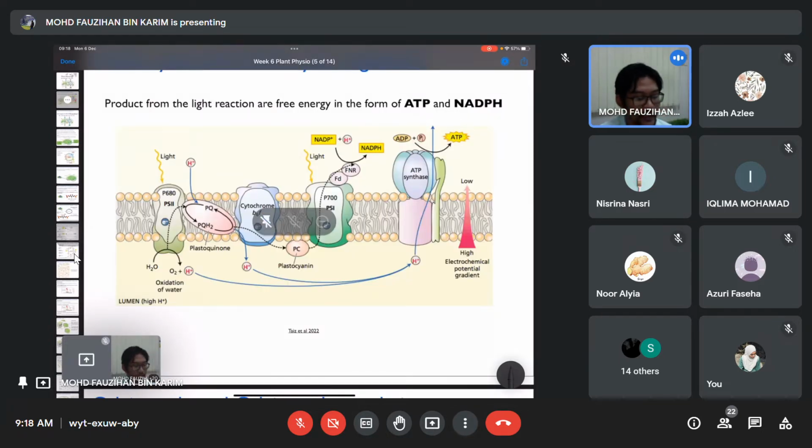All right. Products from the light reaction are free energy in the form of ATP and NADPH. So remember, in the case of ATP that is being produced, it's not enough, right? Because ATP is needed for the Calvin cycle. If the production of ATP is not enough, there is a situation or a cycle where the system will recycle the electron back to the first electron acceptor here.